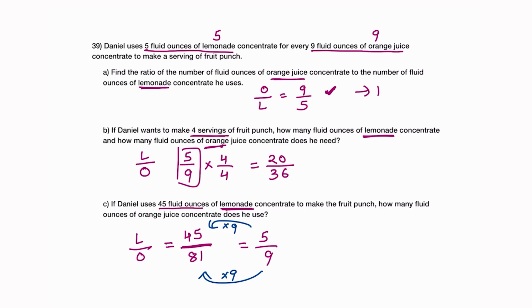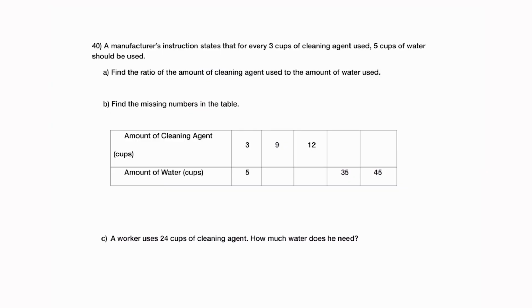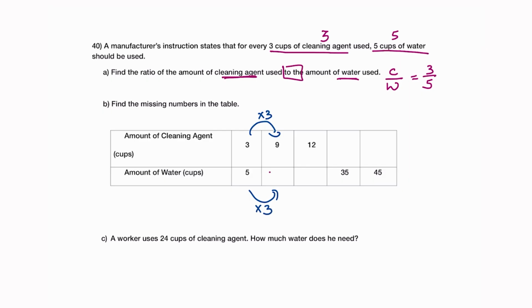Okay, ready for the next? A manufacturer's instruction states that for every 3 cups of cleansing agent used, 5 cups of water should be used. So that's 3 and 5. Find the ratio of the amount of cleansing agent used to the amount of water used. So cleansing agent to water. That's 3 over 5. Find the missing numbers. It's very easy, just like equivalent ratios. So here, 3 to 9 is how much? Times 3. Same thing you will do here, times 3. So that is 15.